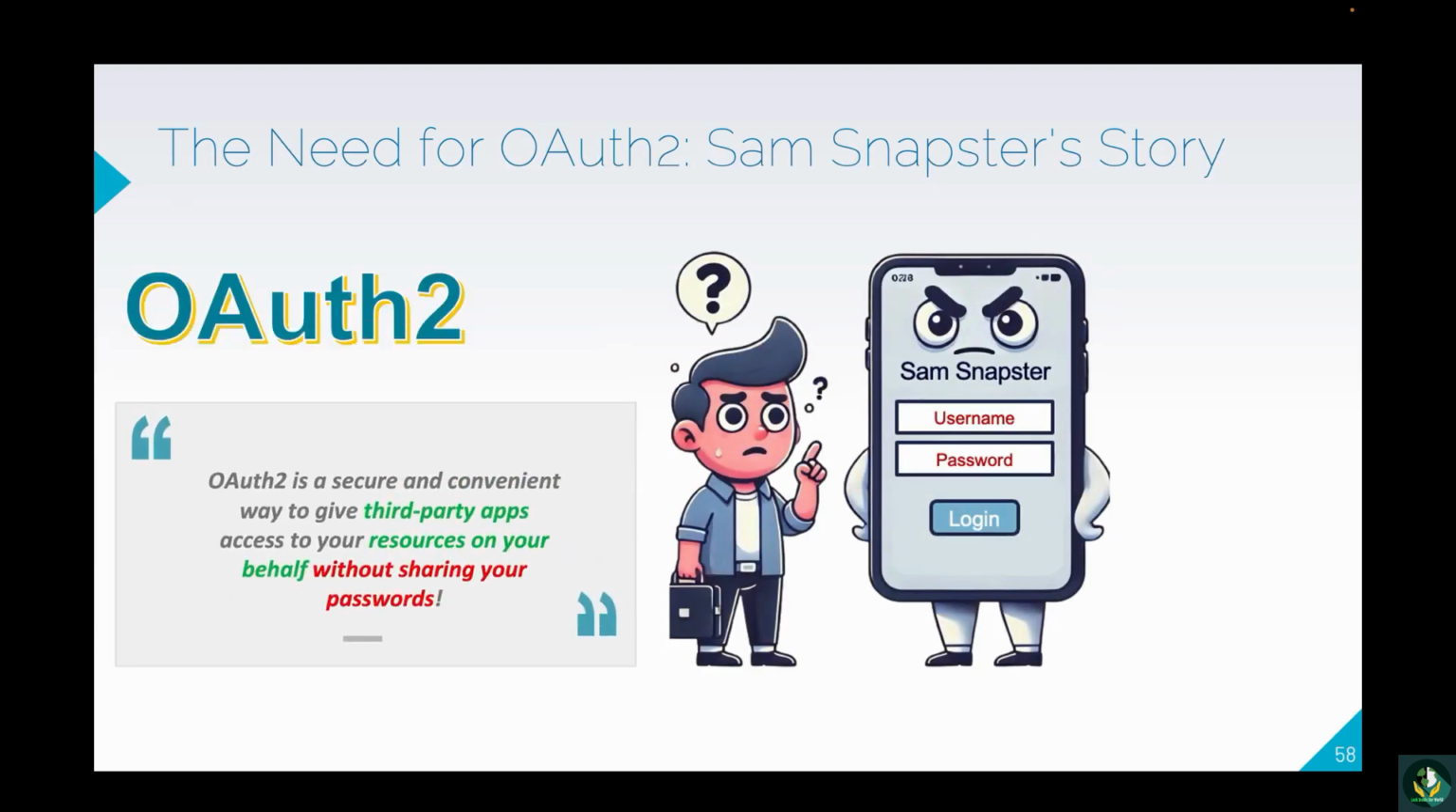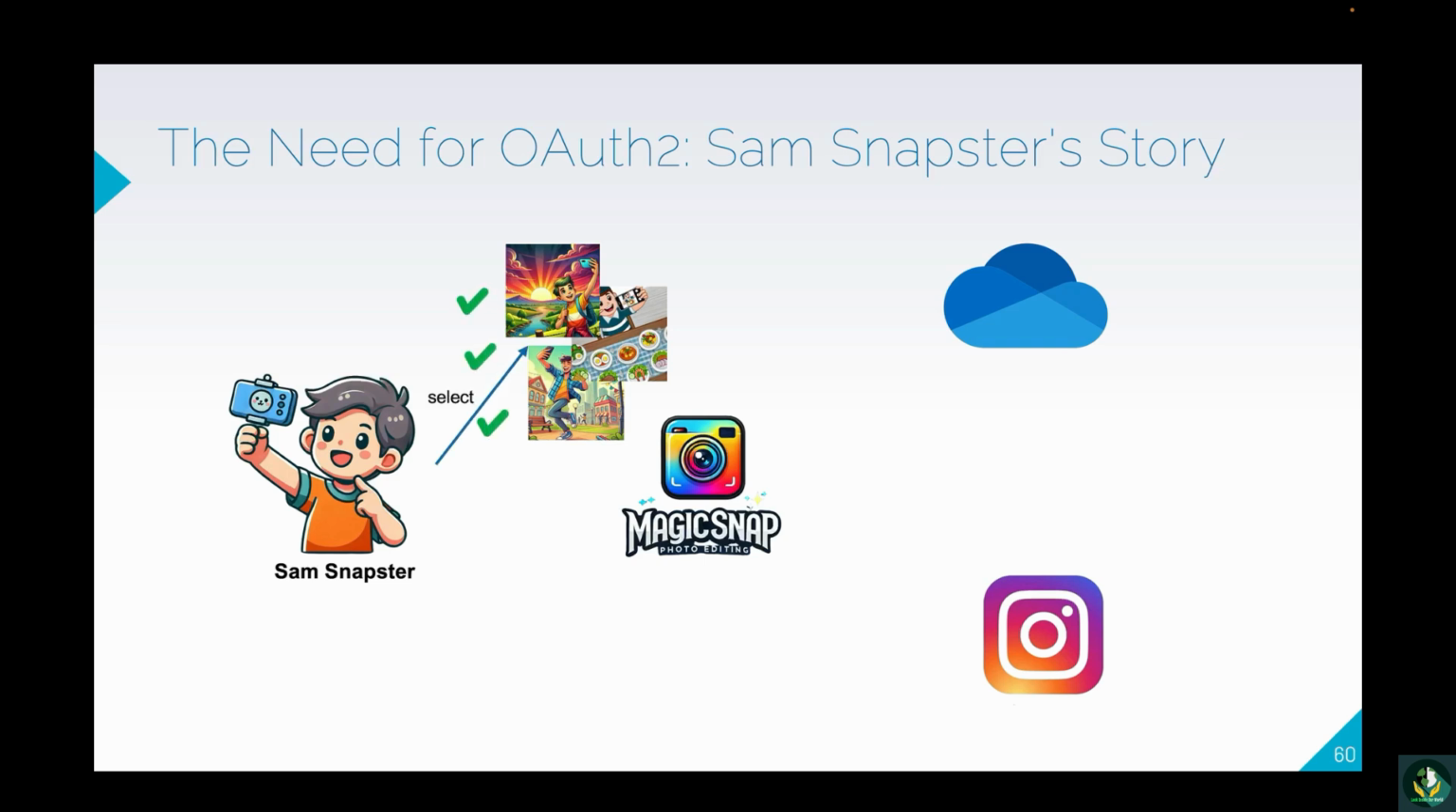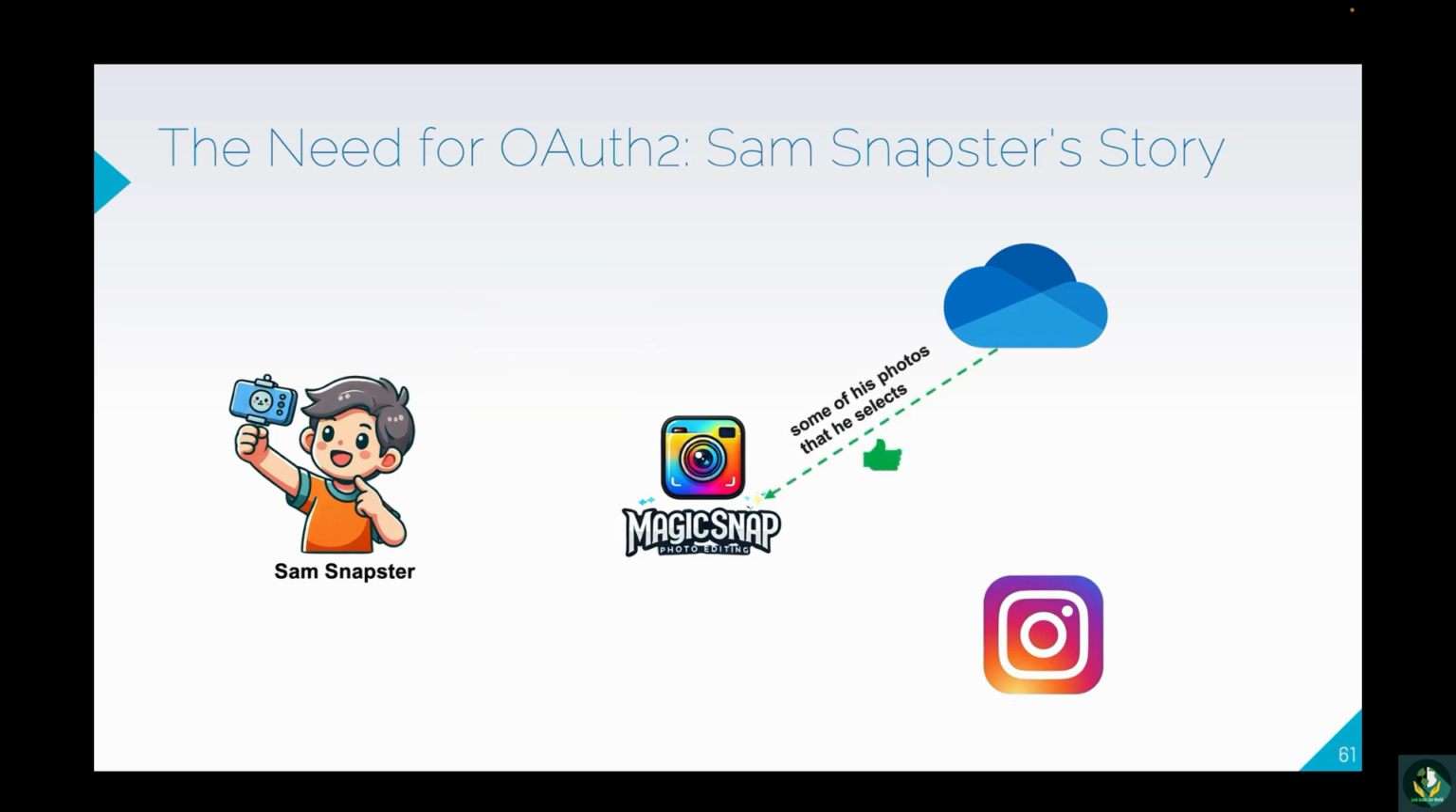OAuth 2 is a secure and convenient way to give third-party applications access to your resources on your behalf without sharing your passwords. With OAuth 2, Magic Snap can access Sam's photos in his OneDrive account without needing his password and credentials. Sam can select the specific photos he wants to share, and those are exactly what Magic Snap can access and see.